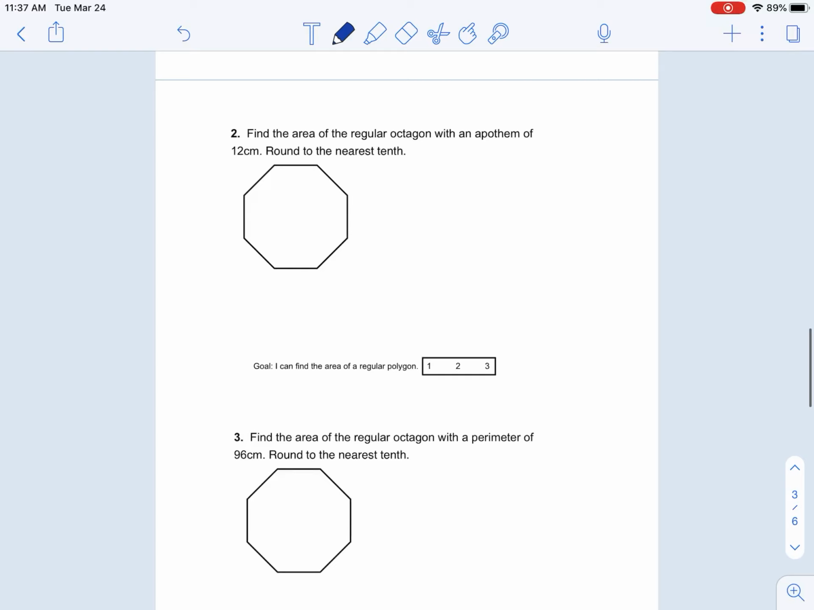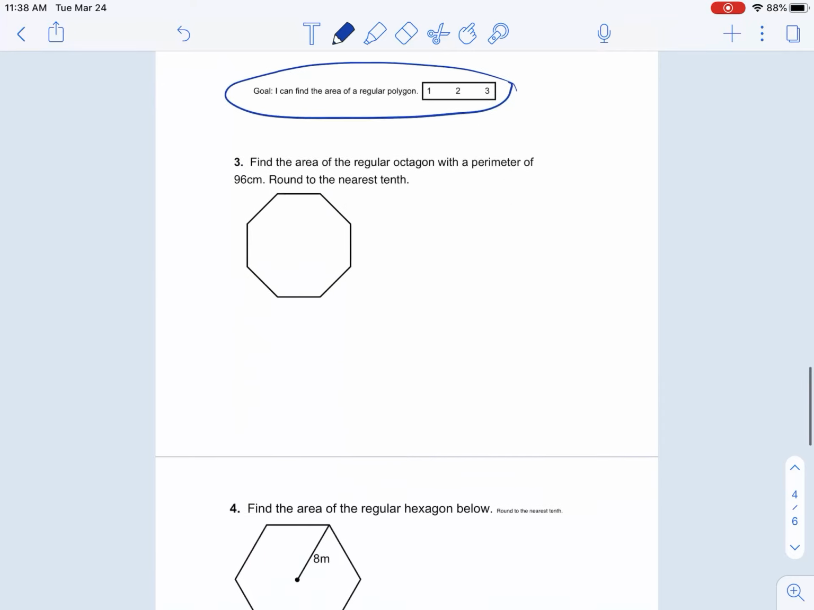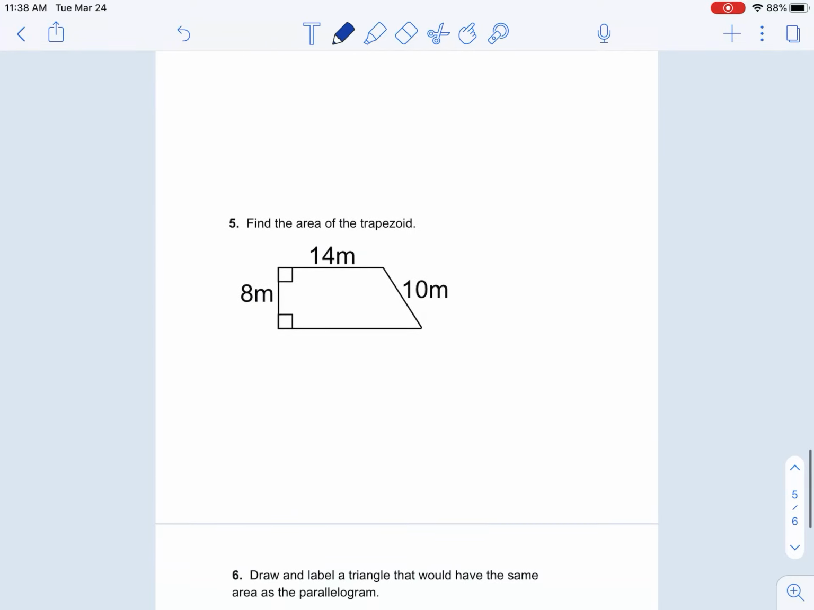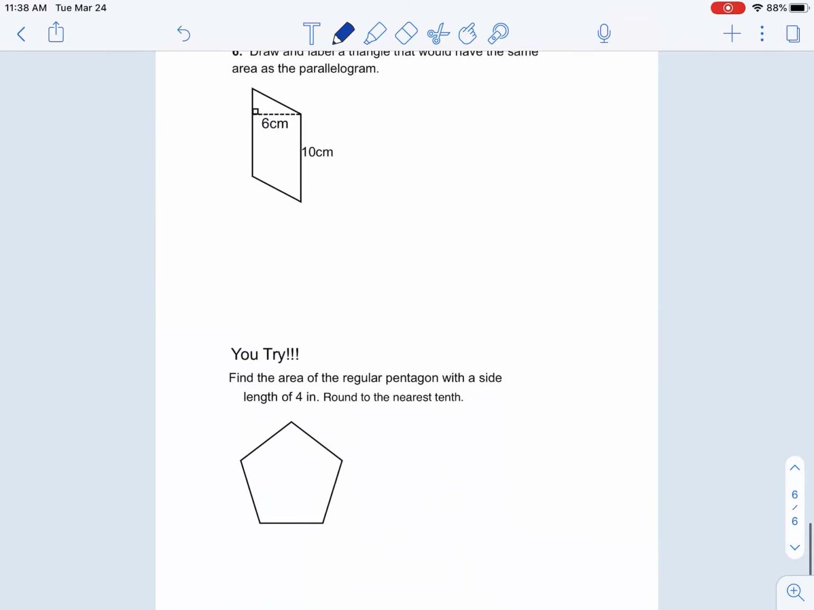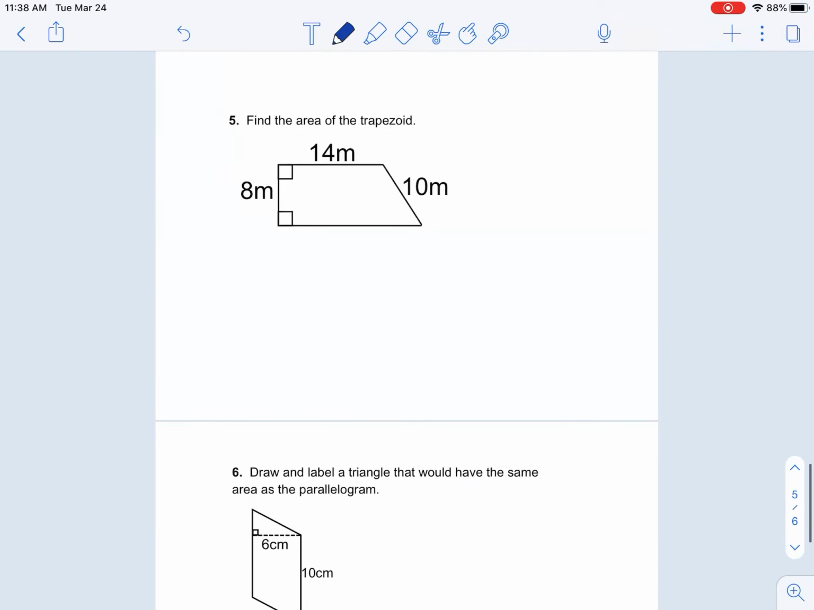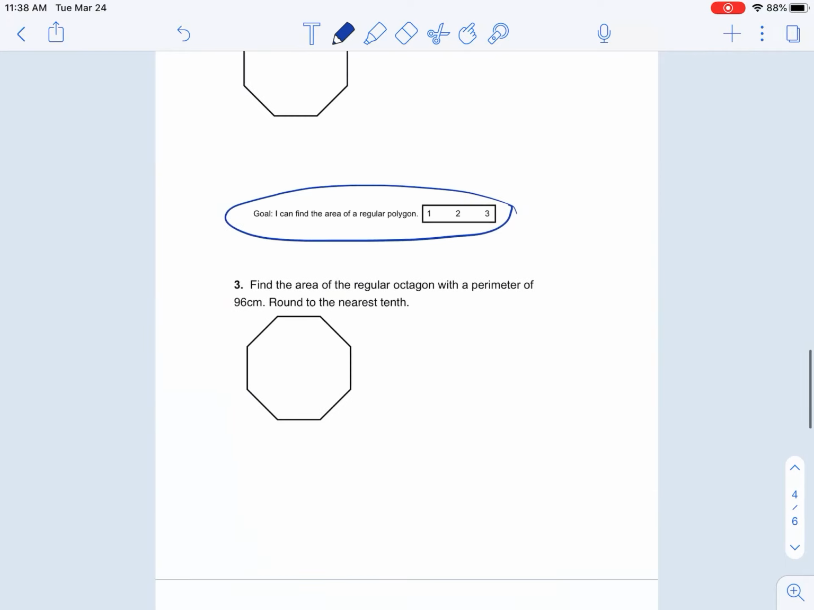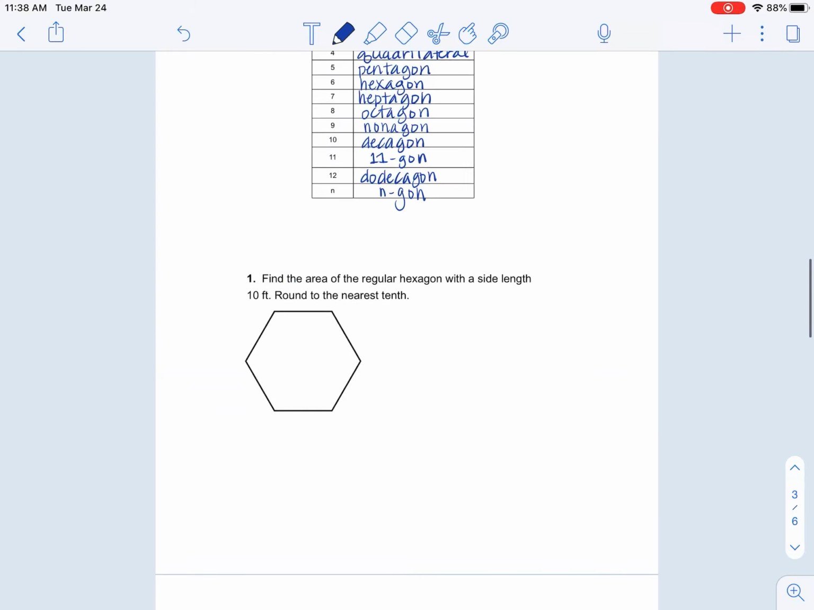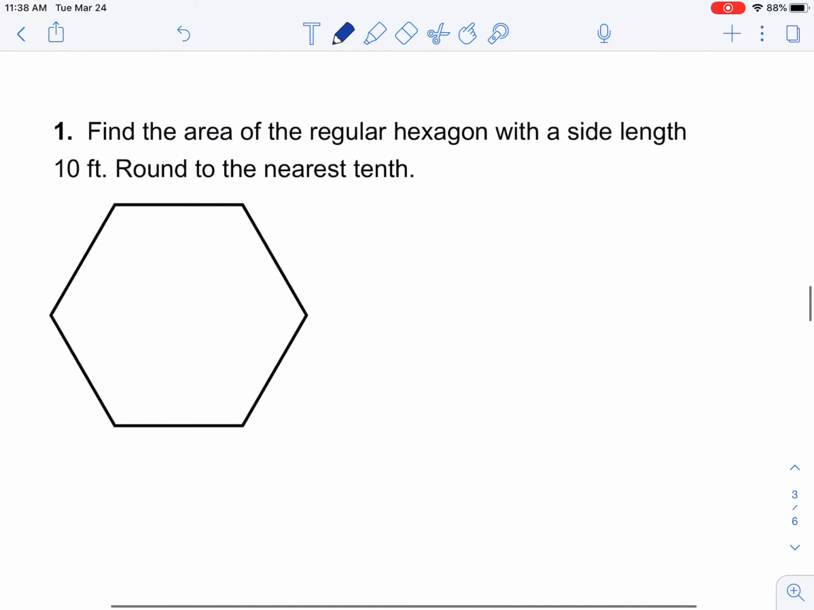Okay, so we're ready to try our first example. If you look here, I don't know why the goal is right here. It should be at the end of the lesson, but it looks like a little mistake I made. No big deal. So we have 4 examples, and then after that, it is a you try all at the end, and then also just a review of figures that we've already done before. Okay? All right, so let's get started with the first one here.